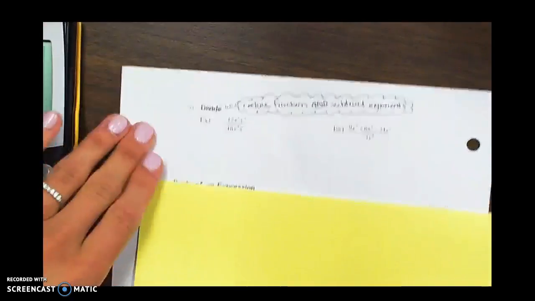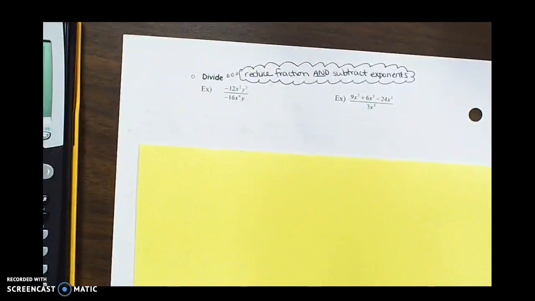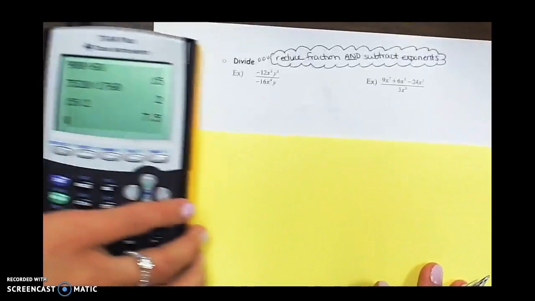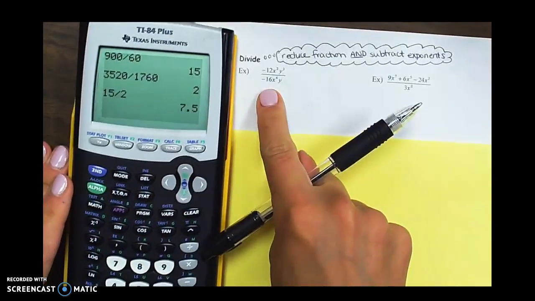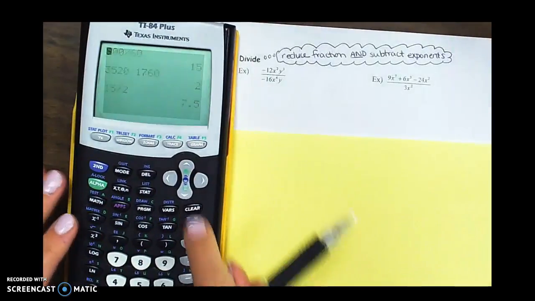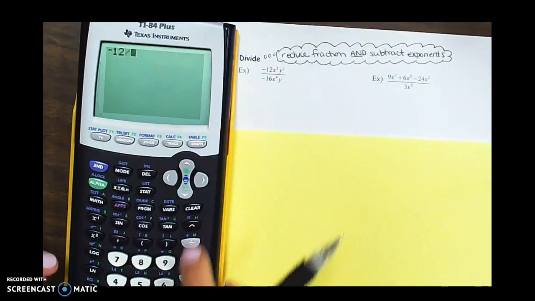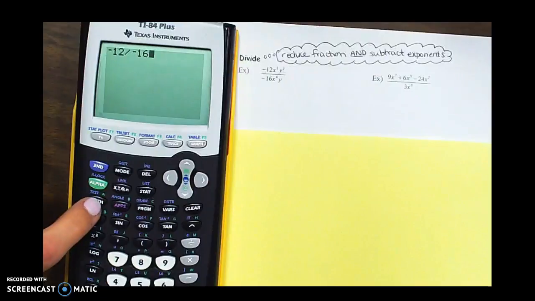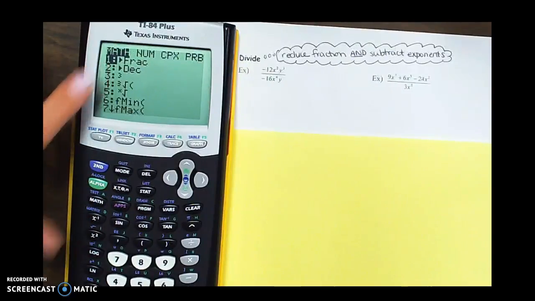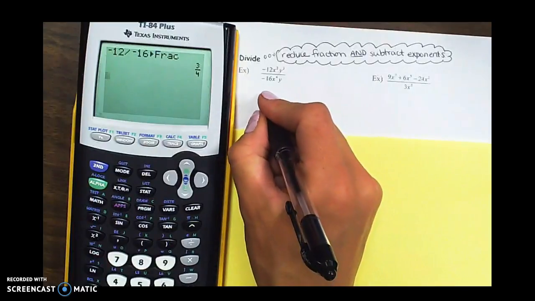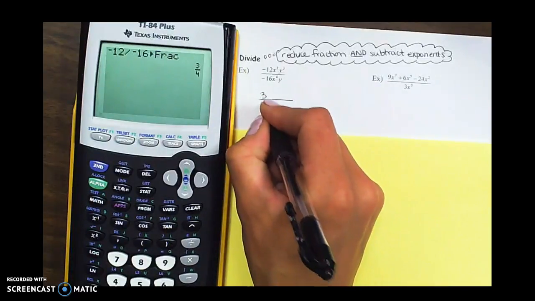All right, let's flip it on over. Next up we have dividing. When we divide monomials, we are going to reduce the fraction and subtract the exponents. So if I take a look here, we have negative 12 over negative 16. In my calculator, I'm going to show you the trick. Negative 12 divided by negative 16, we hit math, and then 1 is frac, and then we hit enter, and we're going to get a positive 3/4.